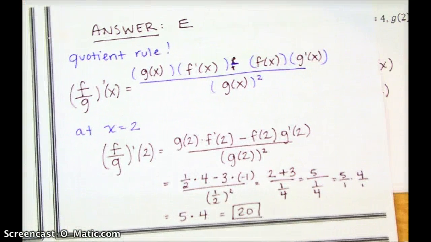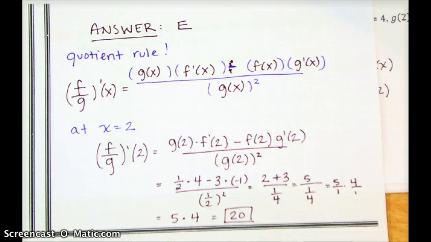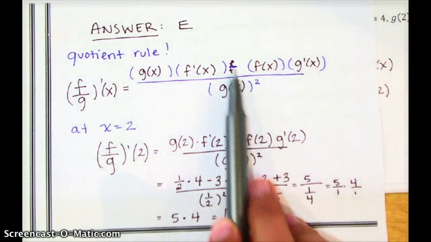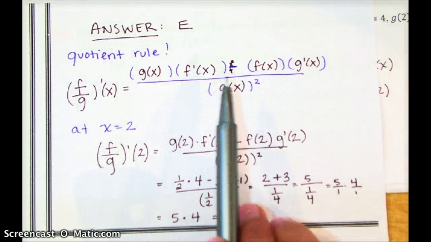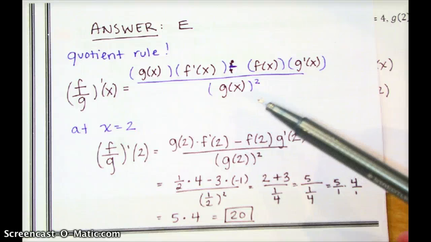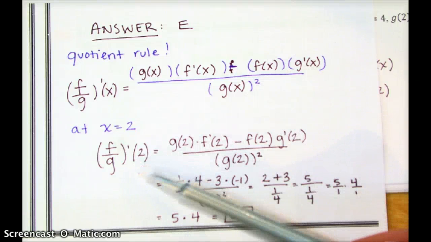So this question was just a quotient rule. And you can see that I applied the quotient rule first. This is a subtraction sign, ignore the little extra parentheses. And then after setting up the quotient rule, only then did I plug in 2.